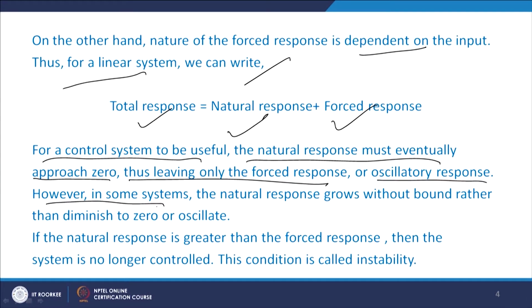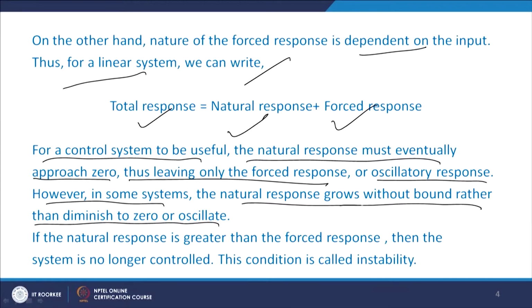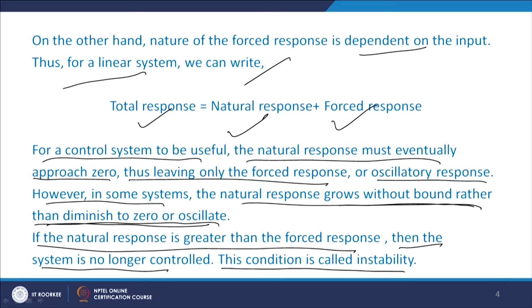However, in some systems the natural response grows without bound rather than diminishing to 0 or oscillating. Sometimes when we apply an input, there are natural responses that grow and grow, moving to infinity, and it does not come back to the steady state, which is the direction of the forced response. In that case the system becomes unstable. So, in some systems the natural response grows without bound rather than diminishing to 0 or oscillating. If the natural response is greater than the forced response, then the system is no longer controlled. This condition is called instability.